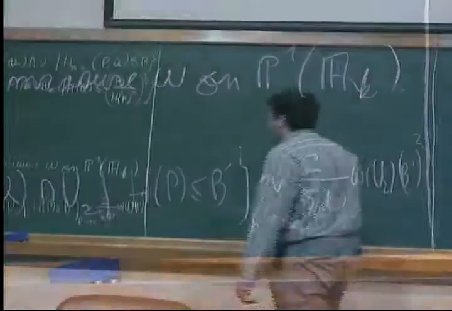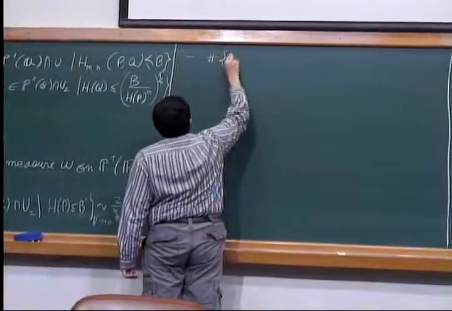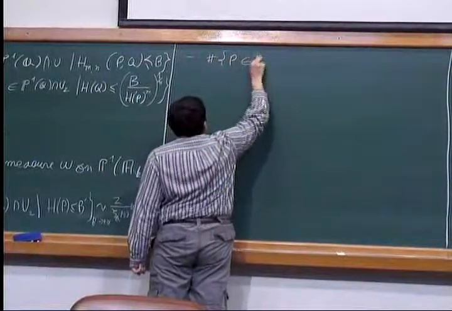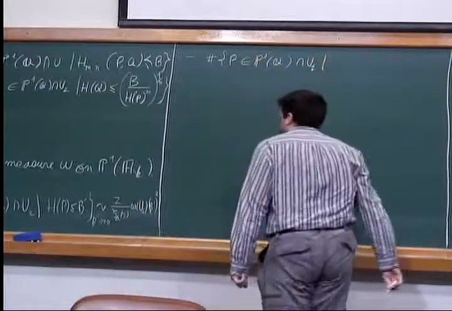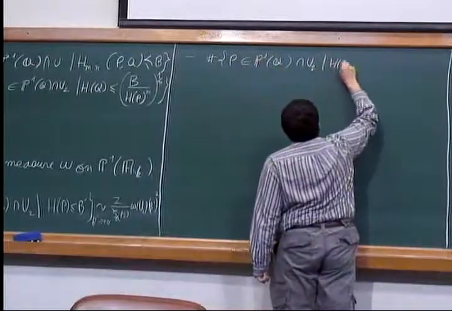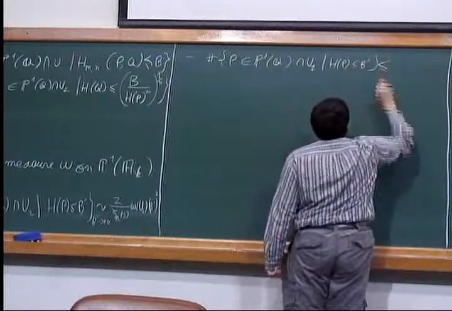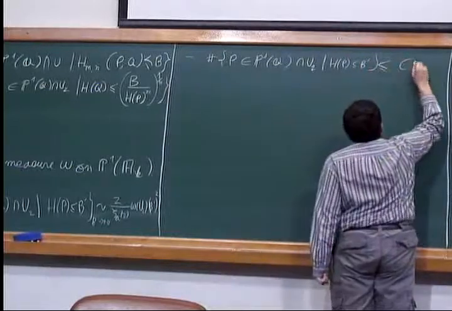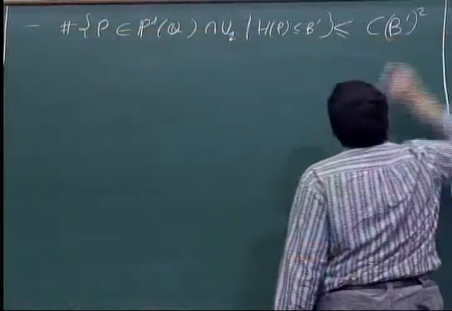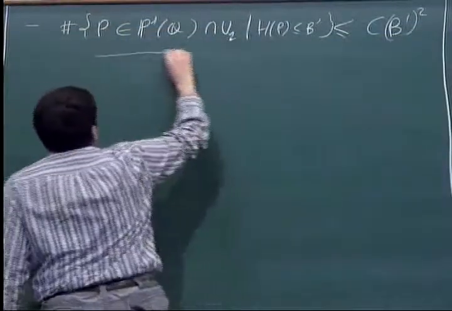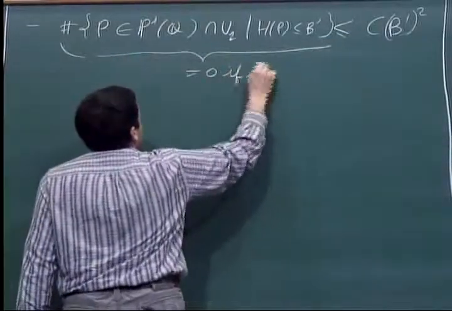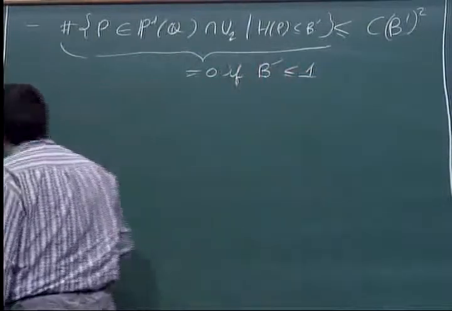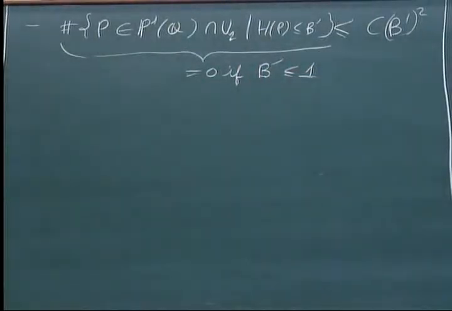The second fact we know is that if I look at this cardinal, such that the height of P is less than B prime, well, it's easily seen to be less than some constant times B prime square. And the reason for this is that it is equal to 0 if B prime is less than 1. Okay, so that's an easy upper bound for this cardinal.